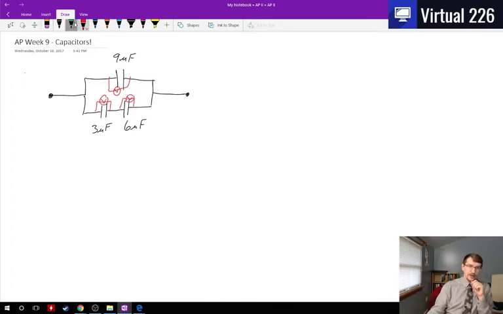We need to go back to the idea that Q equals CV, okay? And if we're looking for V, it's the voltage difference across the capacitor. So that means V equals Q over C. Okay, so let's think about that for a second.